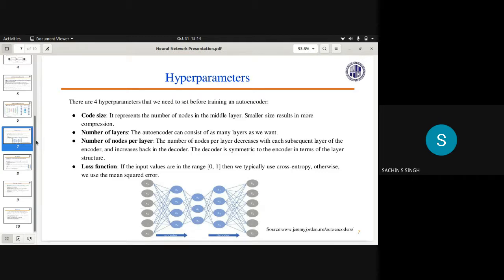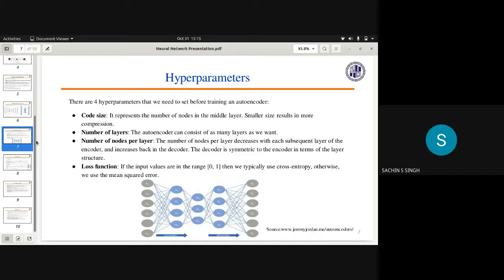Then the number of layers. We can have as many layers as we want. And then is the number of nodes per layer. As is visible from the bottleneck representation of the autoencoder, it decreases from the encoder to the code and then increases back to the decoder. We can increase the number of layers, and more depth can offer us more reduced computational cost for some functions, and can also sometimes lead to better compression compared to shallow or linear autoencoders.